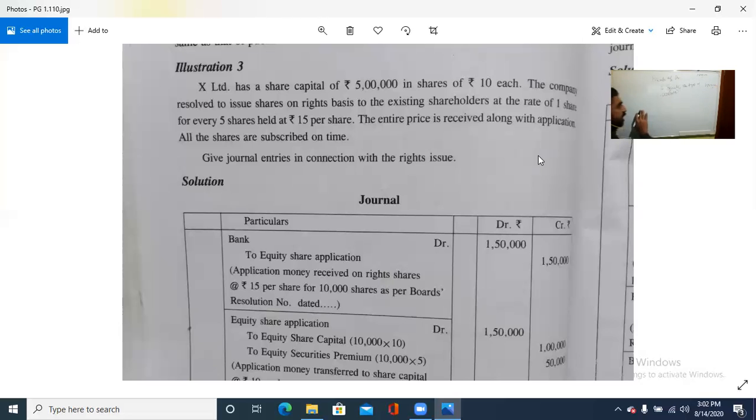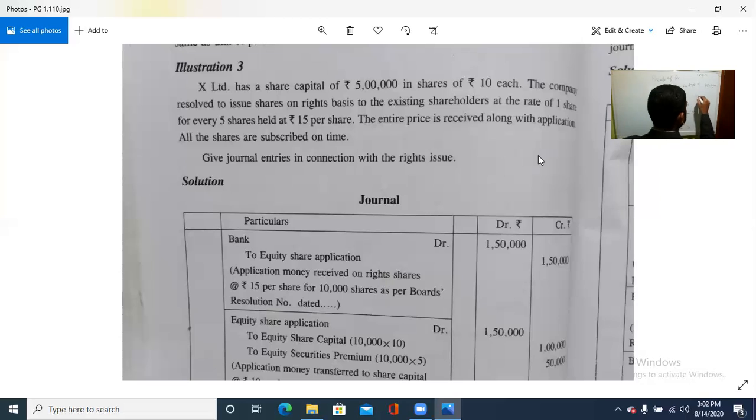This is the receiving of the application money. And after that, when receiving the application money, next is what? It is to be transferring the application money and the premium, if there is a premium, to the capital. So equity share application account debtor to equity share capital to equity share premium account.